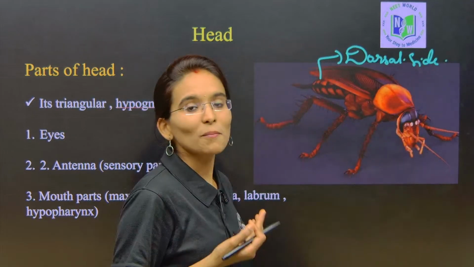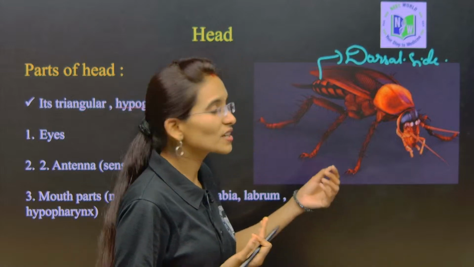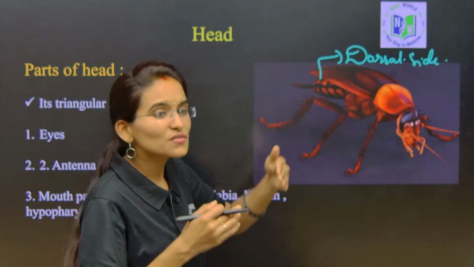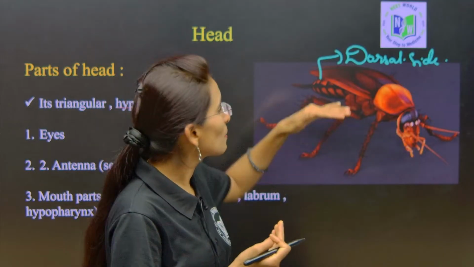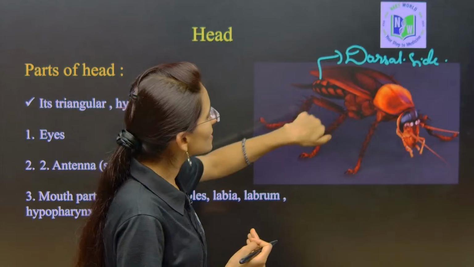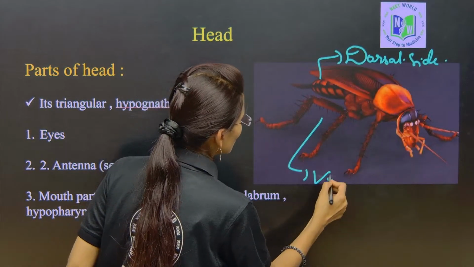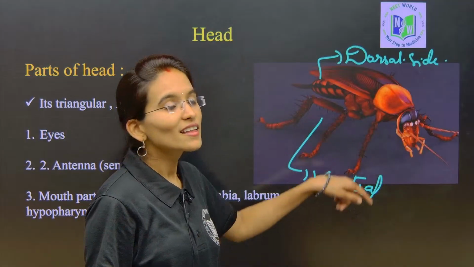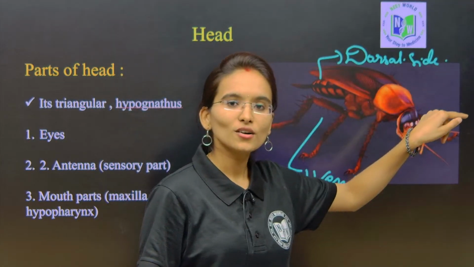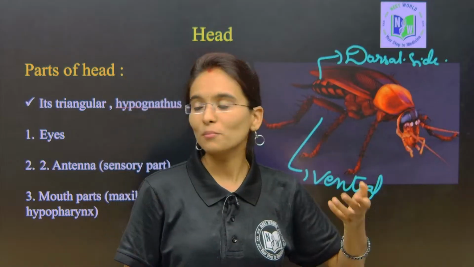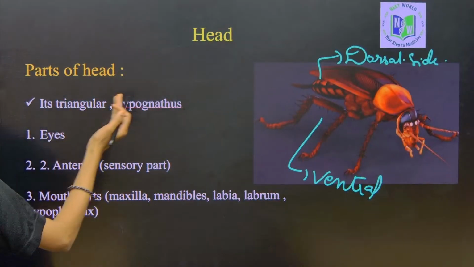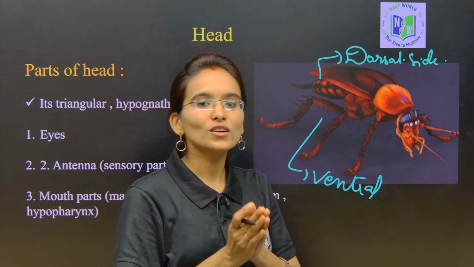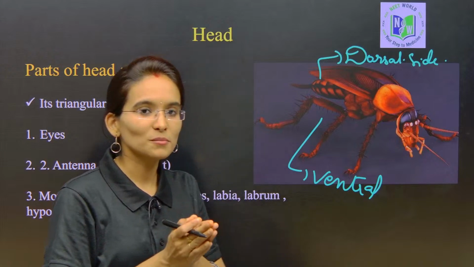And the parts which we can't see, like the legs from where actually they are arising, and all the parts which are present below the dorsal side, this is called the ventral side. So this will be the ventral side of the cockroach and this will be the dorsal side. Now the most important very short answer type question related to these segments is: name the terga of thoracic segments.